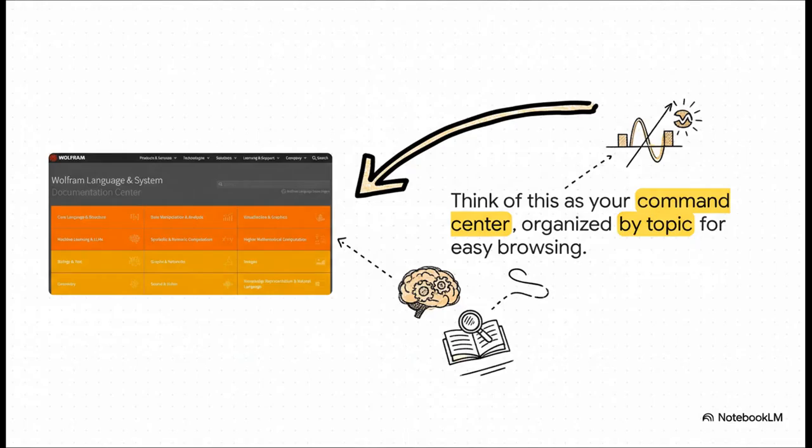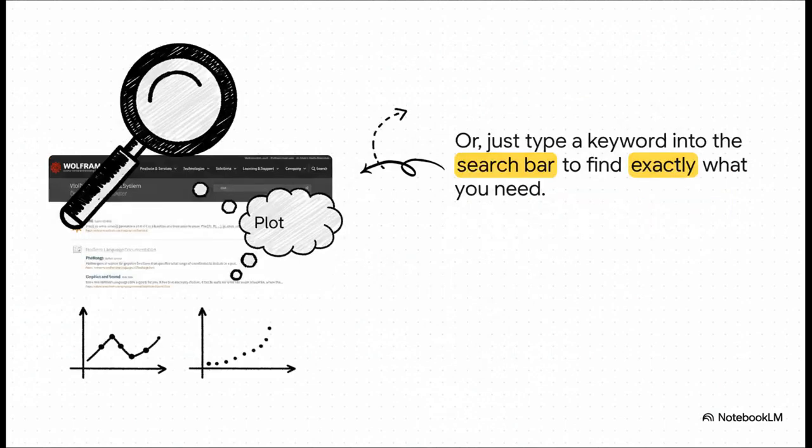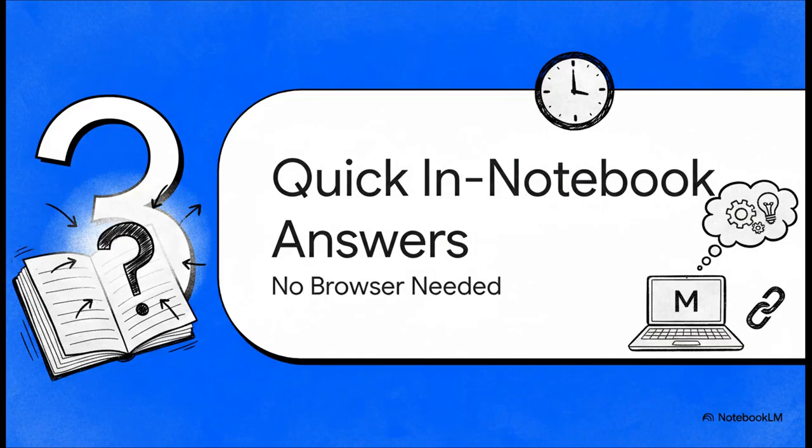What's so great about this page is how it's all laid out. You can just browse through big topics, like core language or visualization and graphics. This is perfect for those times when you just want to explore and see what's possible in a certain area. But let's be honest, most of the time, you have something specific in mind, and for that, the search bar is your best friend. If you know you want to make a graph, just type in Plot, and boom, it instantly brings up the Plot function, plus a bunch of related commands and even tutorials. It's so fast.